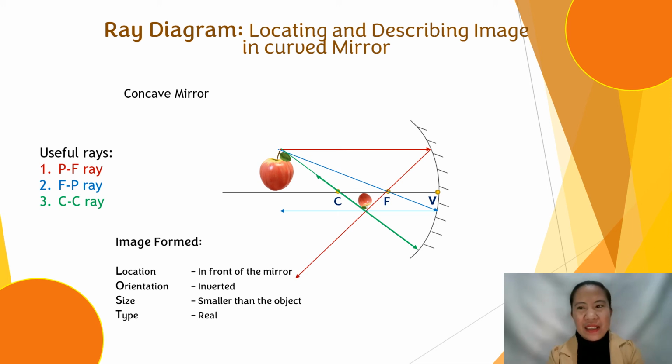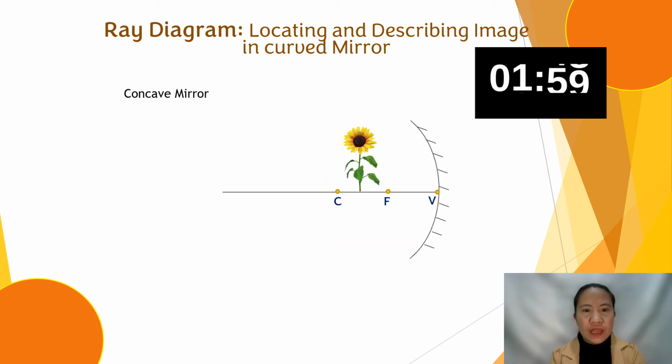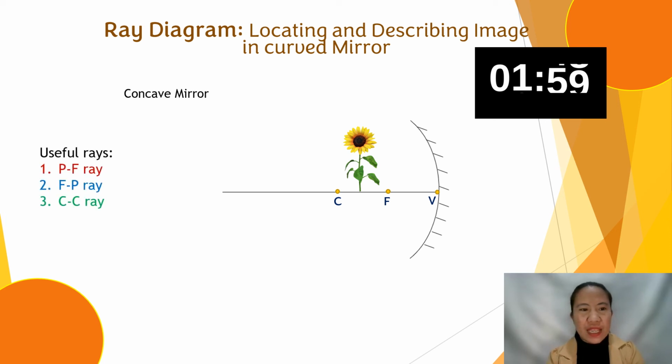Okay, nakuha ba yon? So, bibigyan ko kayo ng another example. So this time, kayo naman yung gagawa in your sheet of paper. I will give you 2 minutes to do this and then we will check your output. Okay, you try this one. Our object is located between the center of curvature and then the focal point. Okay, still you may use the 3 useful rays. Okay, your timer starts now.